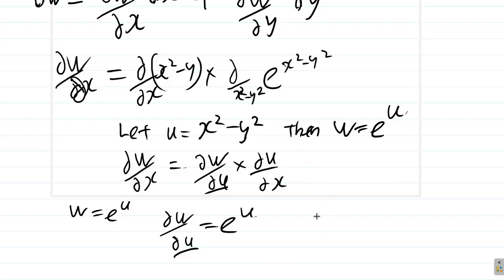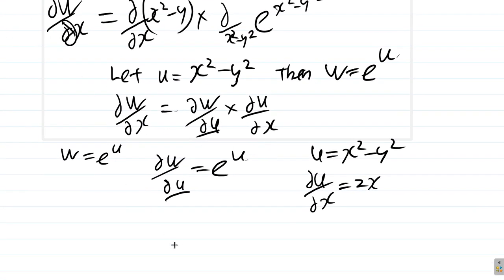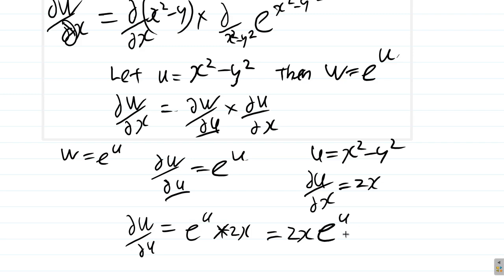Now what about u and x? u is equal to x squared minus y squared. So you have it here. Now the derivative of u with respect to x is going to be 2x. So what you have is that the partial derivative of w with respect to x is e to the u times 2x. You could write it as 2x e to the u, but what is u? u is x squared minus y squared.